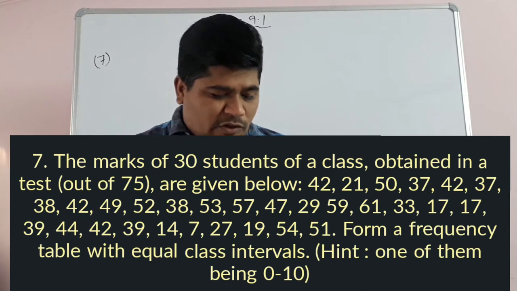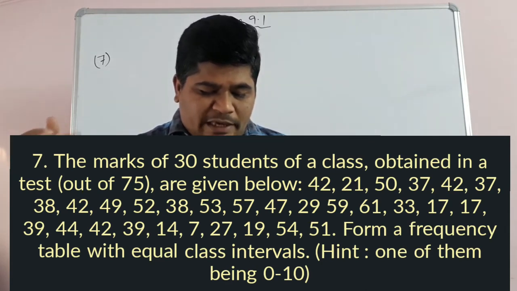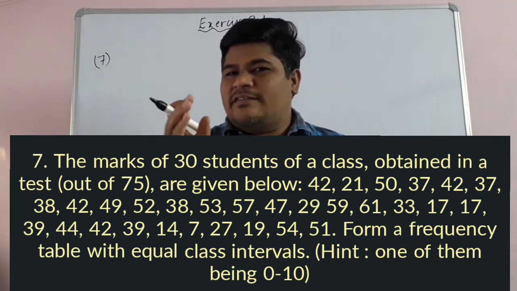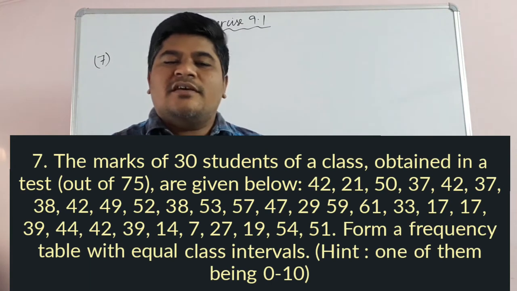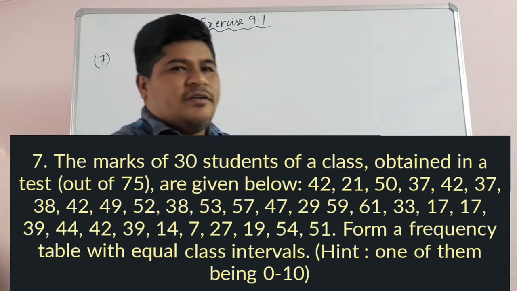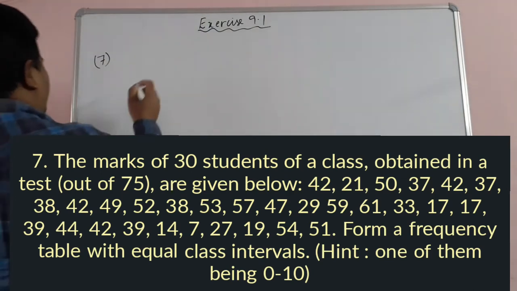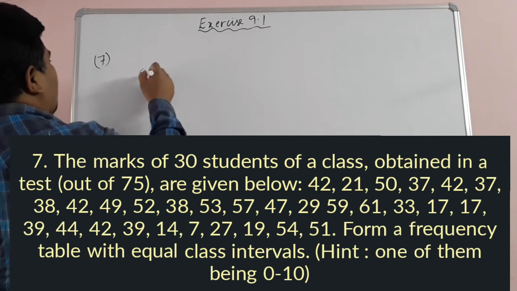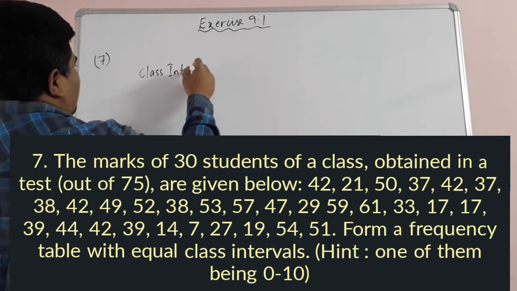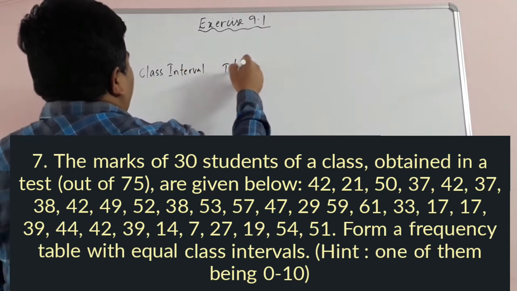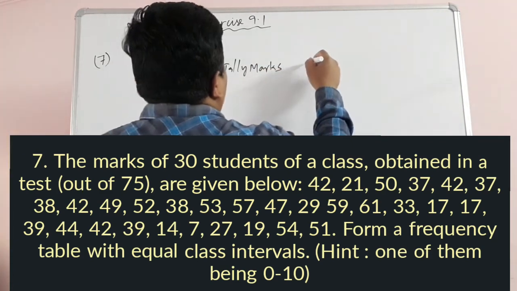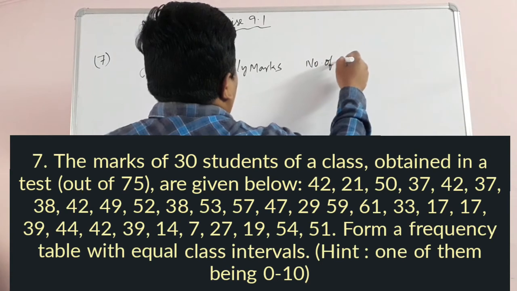So children, here a hint is also given in the problem: one of them being 0 to 10. Okay, means the class interval we have to take. In the second column, tally marks. The third column, frequency, means the number of students. Okay. So children, here we need to draw a frequency table. The first column is about class interval, children. The second one is tally marks. The third column is about frequency, or number of students in those marks. Okay.